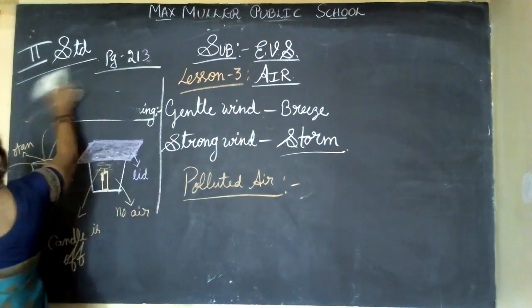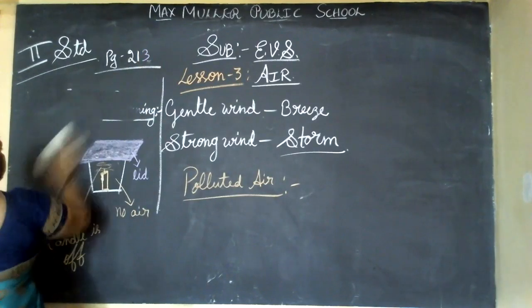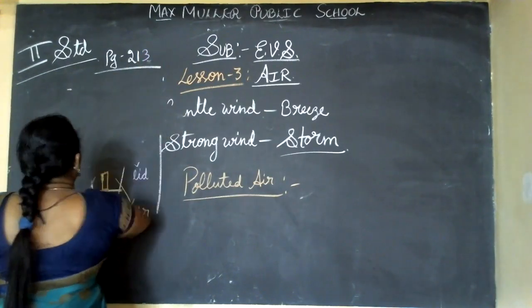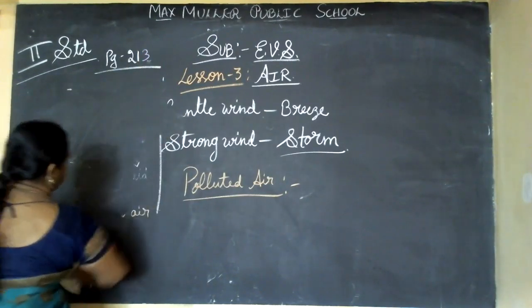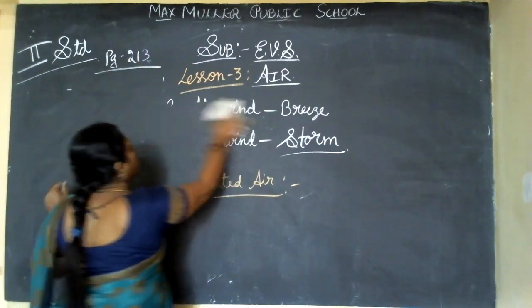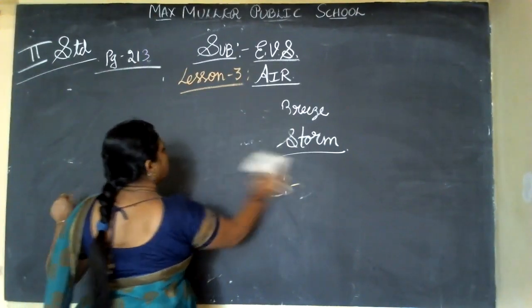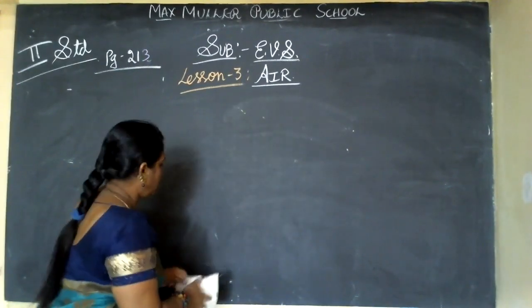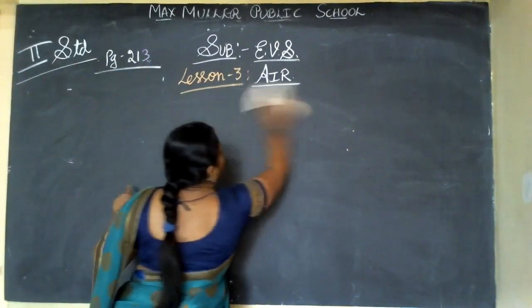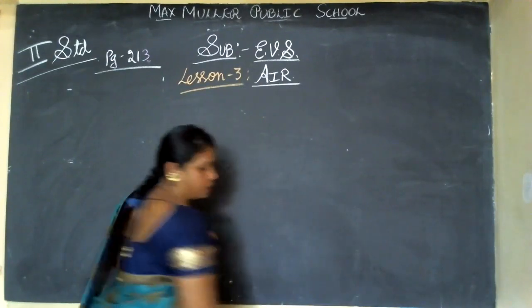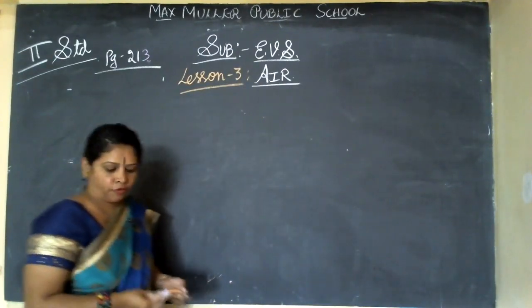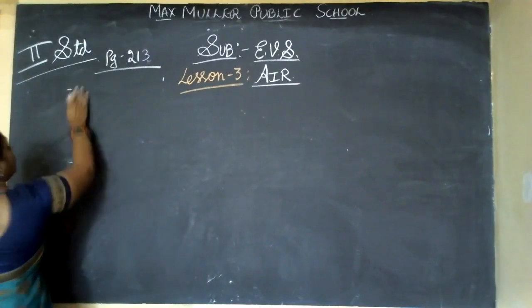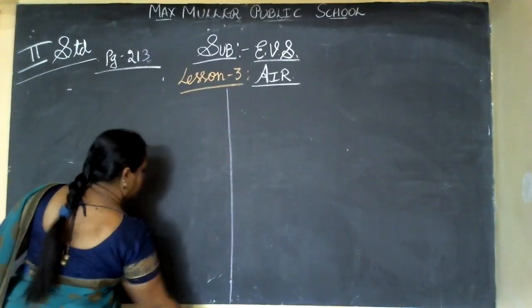I'll erase this. I hope, children, you have all understood. It's very simple. Okay, now I have finished the lesson. So today itself, you read the lesson from the textbook, then you will understand. Without reading the lesson, you can't understand. Now, first, fill in the blanks. I'll divide the board here.